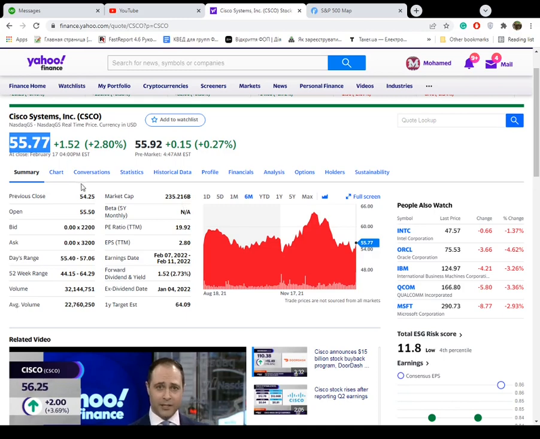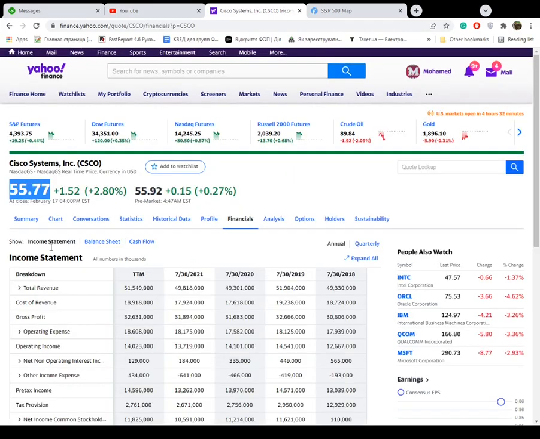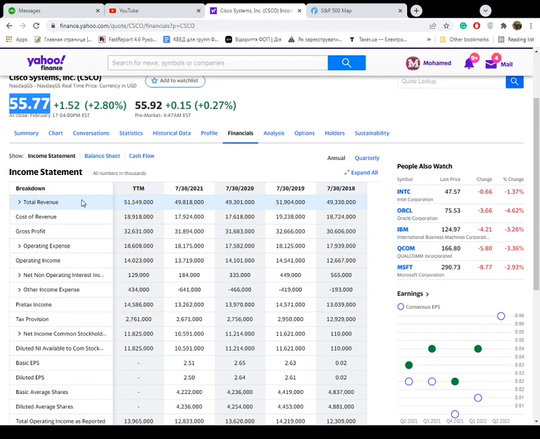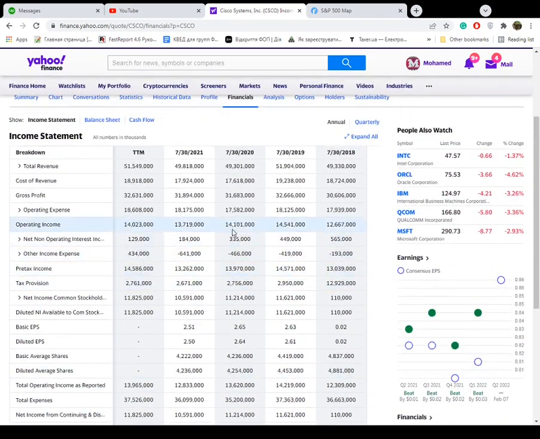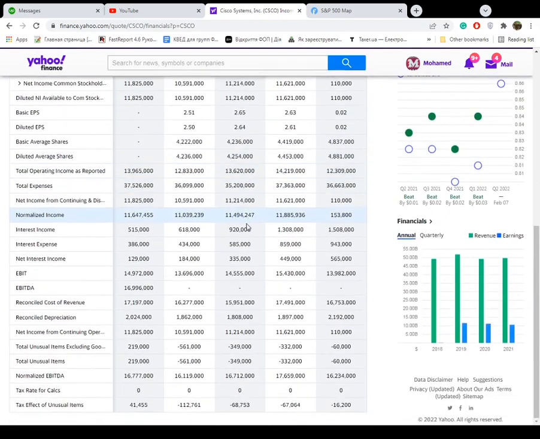The market cap of the stock is $235,216,000,000. According to the financials and our discounted cash flow template, we will calculate the fair value for the stock. Here on the income statement we have the total revenues. We see the revenues are in the range of $49 to $50 billion, and the net income averages $11 billion. Cisco is a boring business, a big business that is producing cash flow.